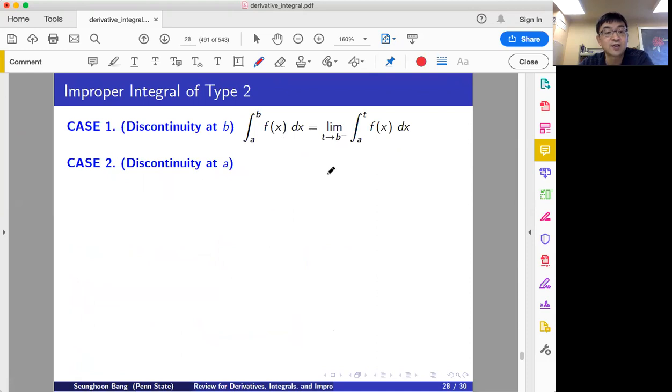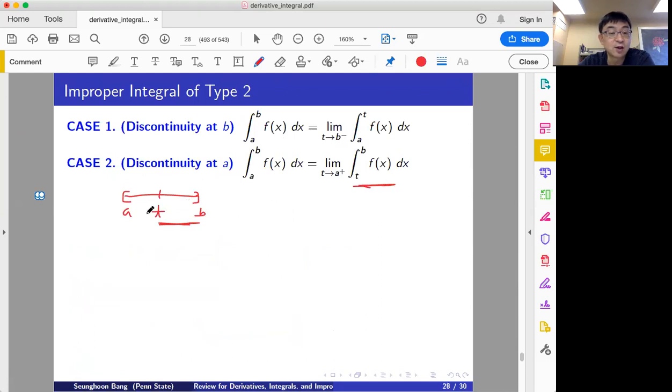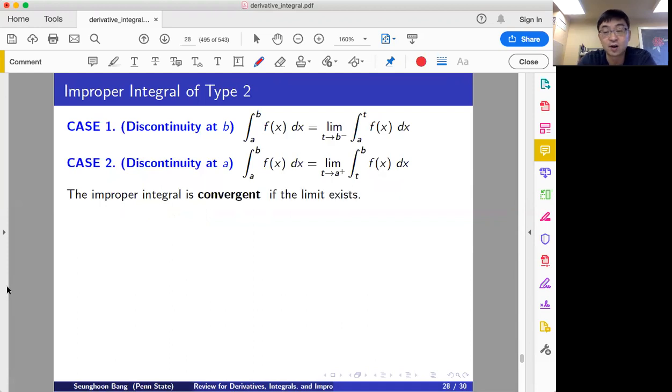Second case, discontinuity at a, the opposite one, so it is similar. The only difference is here. You can choose t between a and b. This is the integral from t to b. Next, t approaches a from the right. The improper integral is convergent if the limit exists. The improper integral is divergent if the limit does not exist.